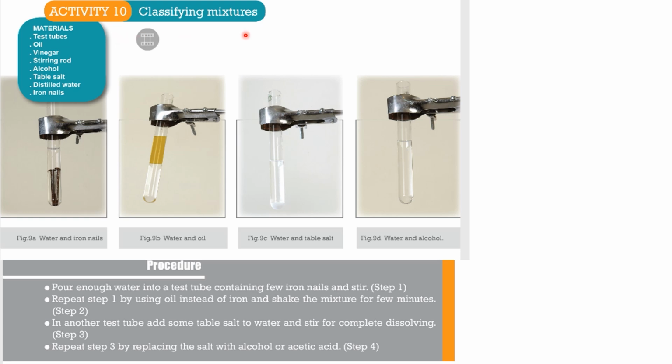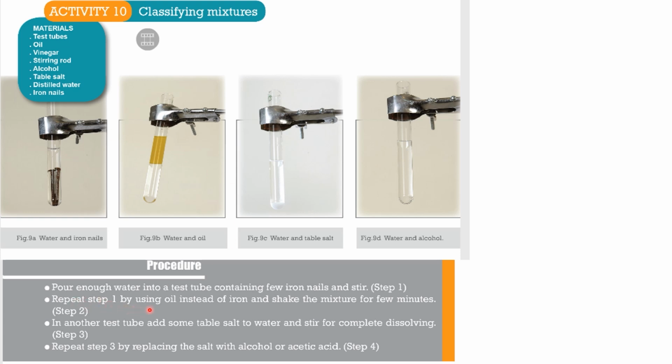Activity 10, classifying mixtures. The materials used here are test tubes, oil, vinegar, stirring rod, alcohol, table salt, distilled water, and iron nails. Procedure. Pour enough water into a test tube containing a few iron nails and stir. Here, in the first step, we put water in a test tube and then we put a few nails and we stir.